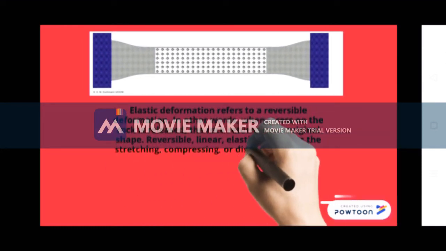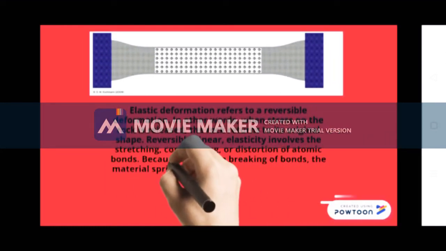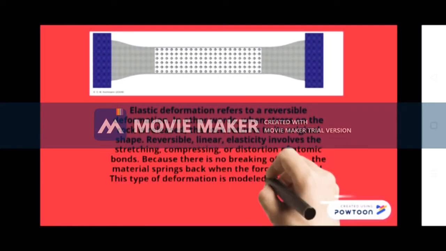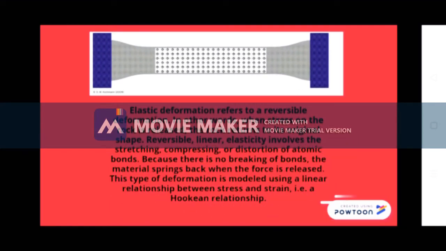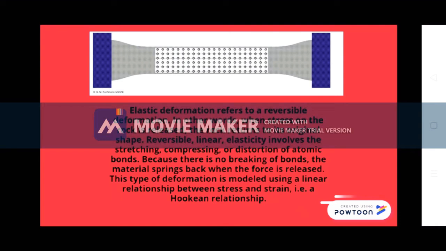In other words, when stress on the rock is released, the rock returns to its original shape. Reversible, linear elasticity involves the stretching, compressing, or distortion of atomic bonds. Because there is no breaking of bonds, the material springs back when the force is released. This type of deformation is modeled using a linear relationship between stress and strain, which is a key relationship.